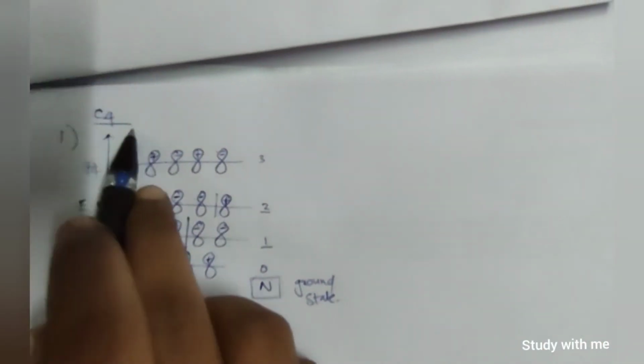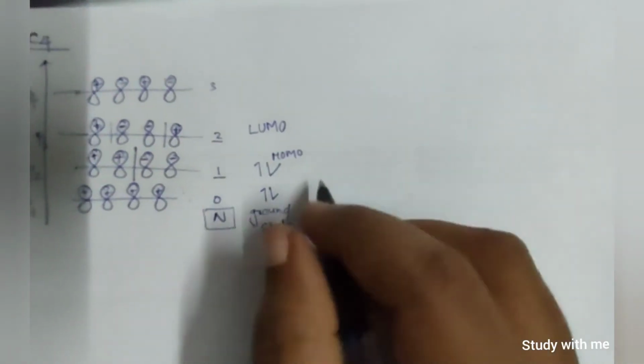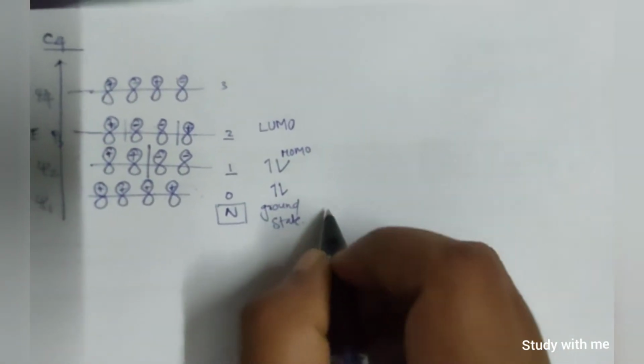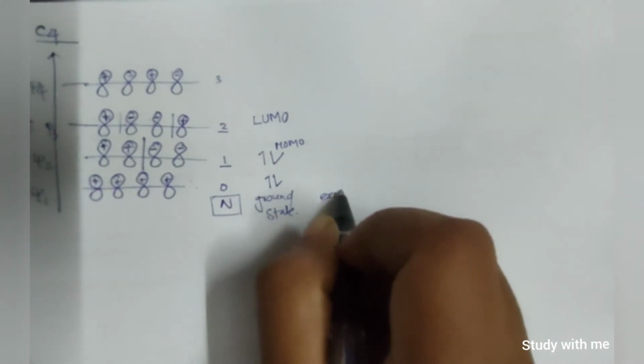Next, what we have to draw is the ground state electrons. This is a C4 system, so there will be 4 electrons, isn't it? The first 2 electrons will be in psi 1 and the second 2 electrons, that is 3 and 4, will be in psi 2. In the ground state, the HOMO will be psi 2, and the ground state LUMO will be psi 3.